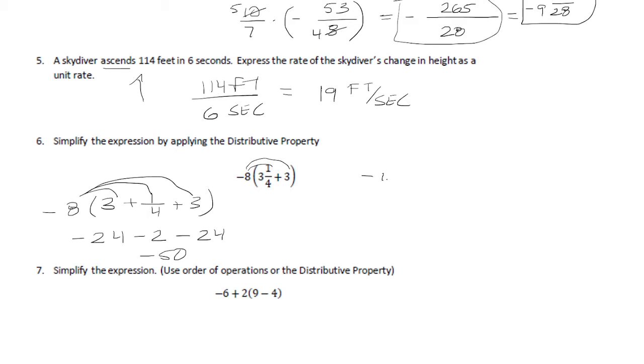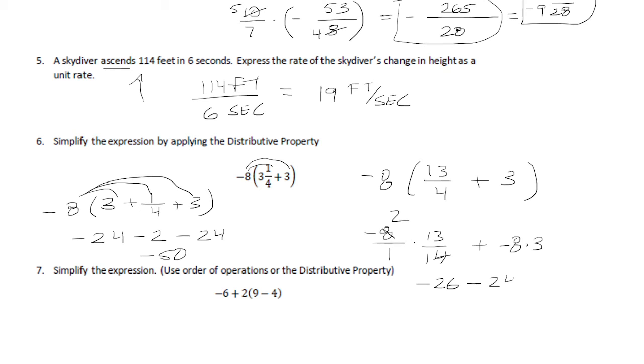Now the other way is just to rewrite 3 1/4 as an improper fraction. So that's 3 times 4 plus 1 is 13. Now we have negative 8 over 1 times 13 over 4, and then plus negative 8 times 3. So 8 and 4 is going to give me 2 and 1. So this is negative 2 times 13 is negative 26, and this will be negative 24. And that also gives me negative 50. So as you can see, this first method is much easier to do.